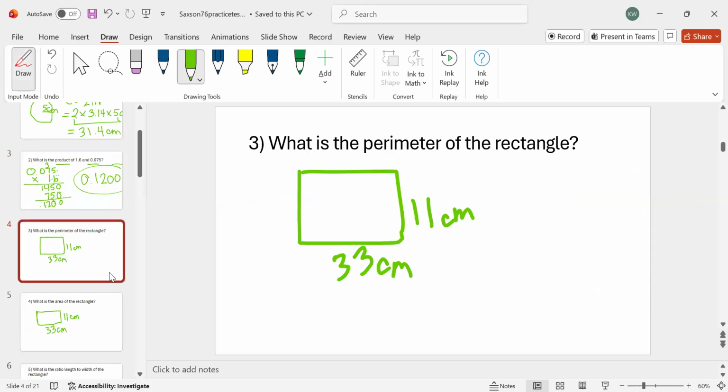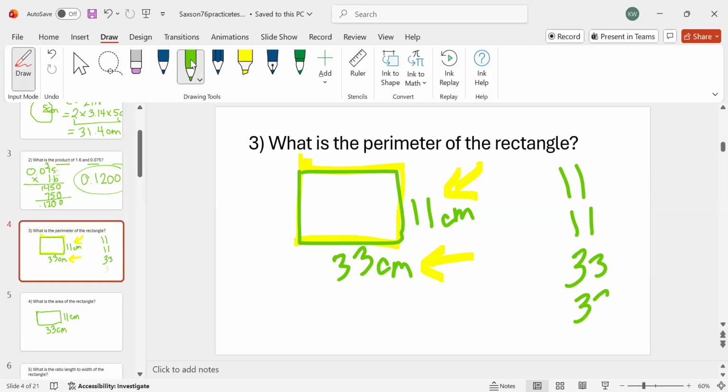What is the perimeter of the rectangle? Okay, so the perimeter is all the way around the rectangle. So we're going to have two sides of 11 and two sides of 33. So let's go ahead and add those up. 11 and 33 and 33. We've got 3 and 3 is 6, 7, 8. So we've got 88 centimeters for the perimeter.